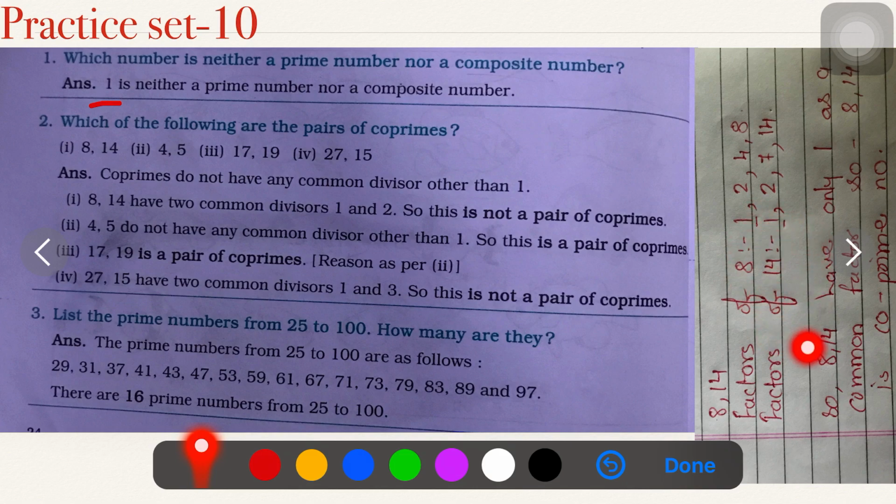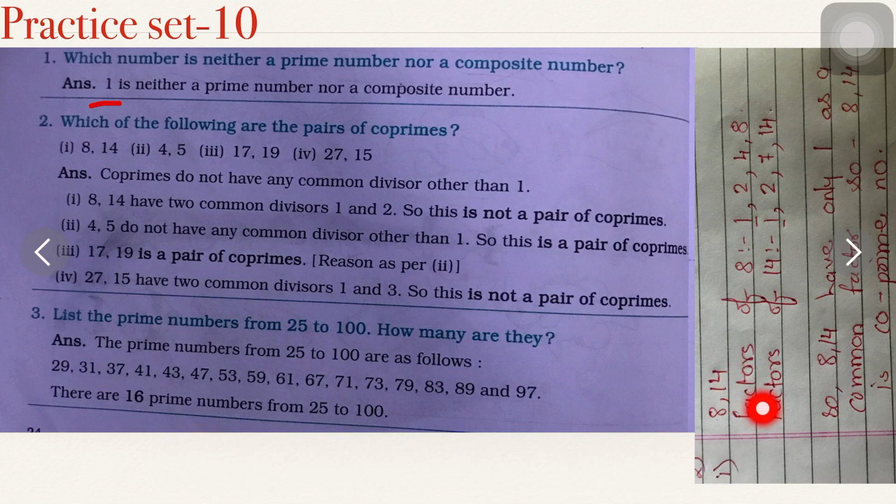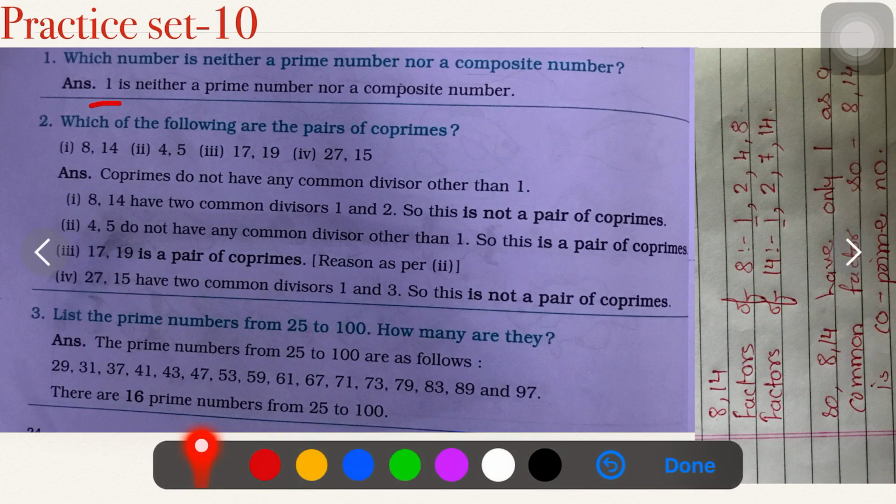As you can see, one I have solved. Question number first, that is 8 and 14, I have done for you. In the same method you are going to do the rest, that is second, third and fourth of question number second: 4, 5, 17, 19, 27 and 15. You are going to solve in the same way as I had solved. First you are going to find the factors and then you are going to take out the common. And then you are going to tell whether the following numbers are co-prime or not.